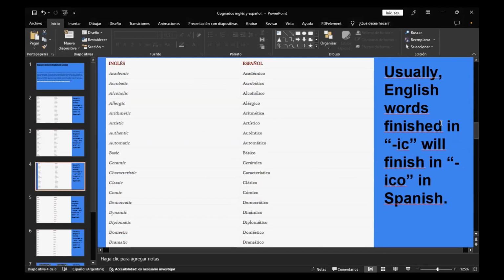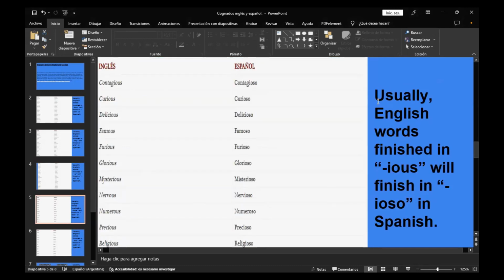Nice. Plus, English words finishing in IC will finish in ICO in Spanish. Let's check it out. Academic will be read as académico. Acrobatic in Spanish is acrobático. Alcoholic in Spanish is alcohólico. Allergic in Spanish is alérgico. Arithmetic in Spanish is aritmética.